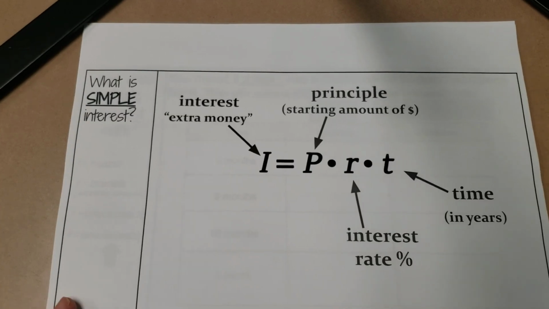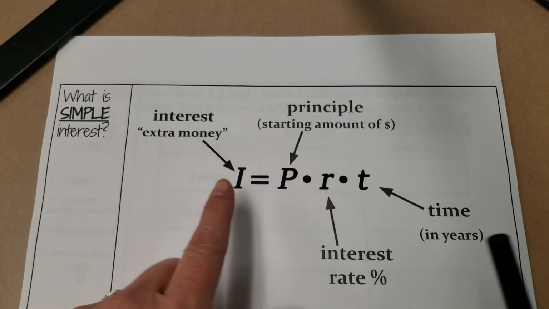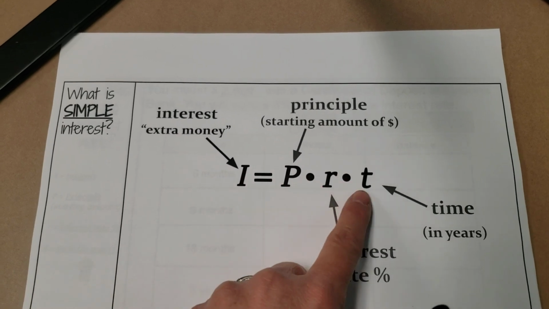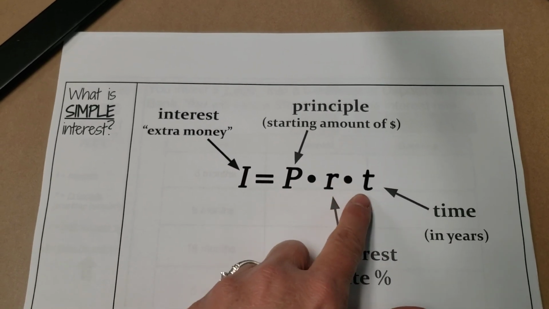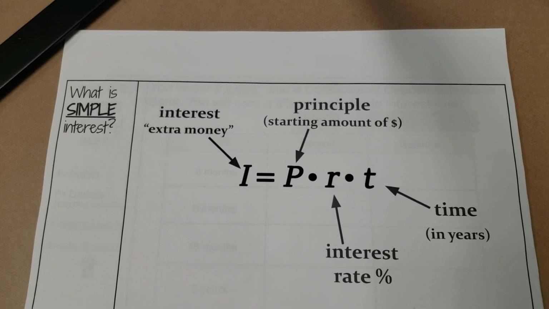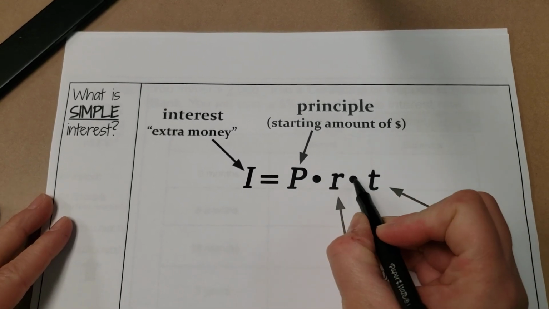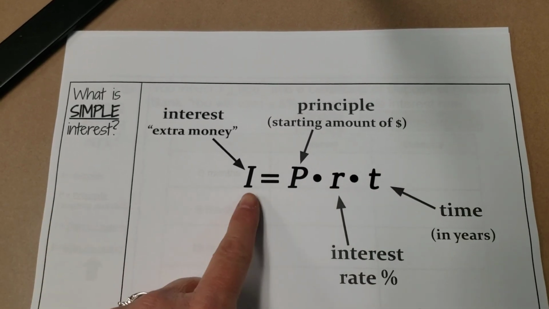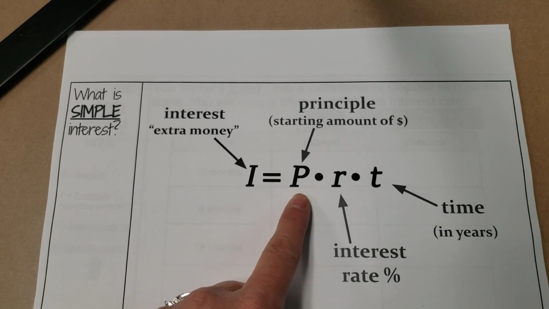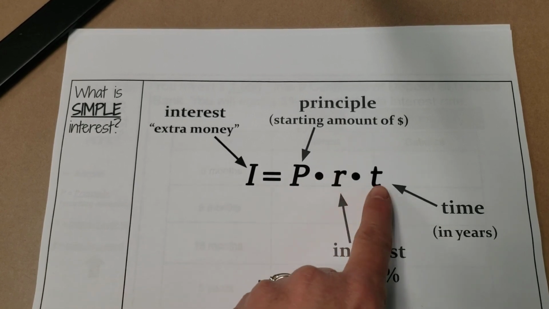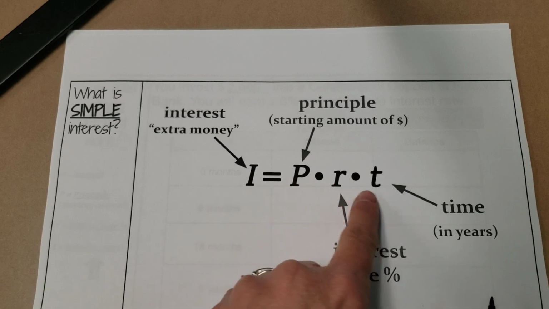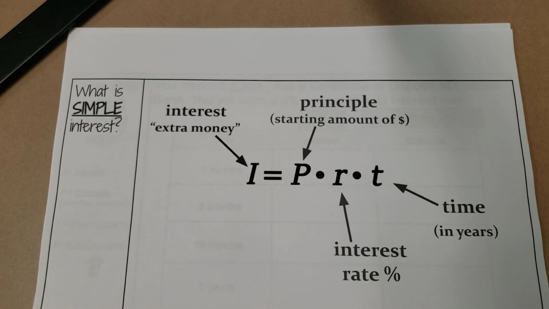So let's talk about what simple interest is. In your notes, you're going to see I equals PRT. The P, the R, and the T are stuck together with invisible multiplication. It might be helpful for you to put dots in between each one of them. To find simple interest, we simply take the principal times the rate times the time, multiply all of these together, and we will get simple interest.